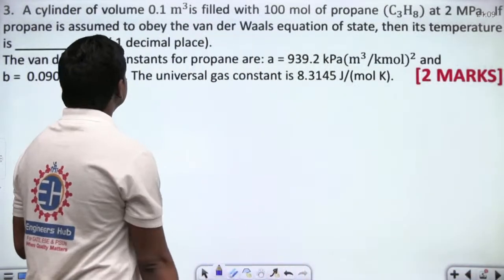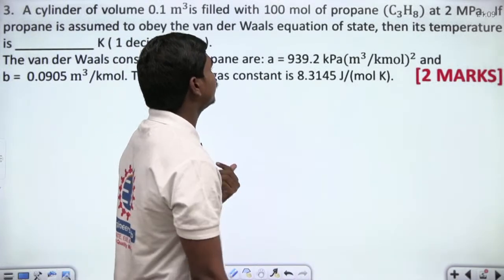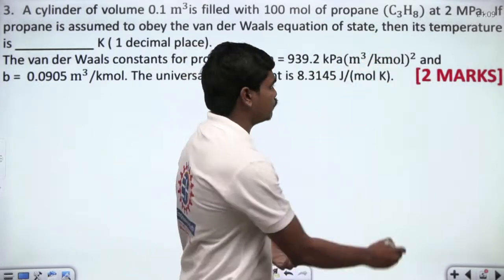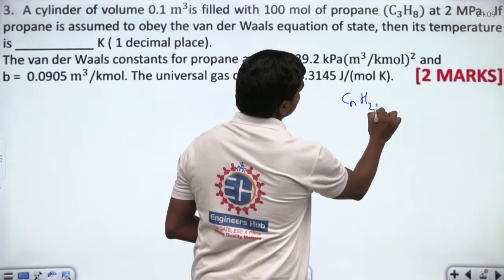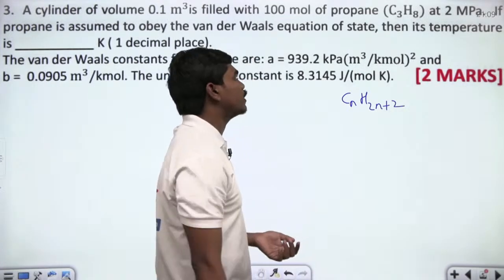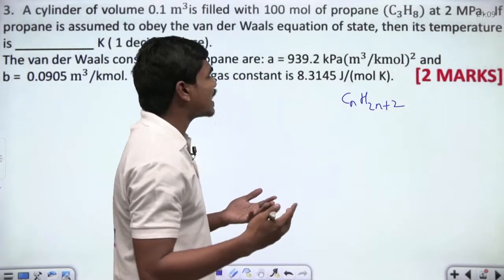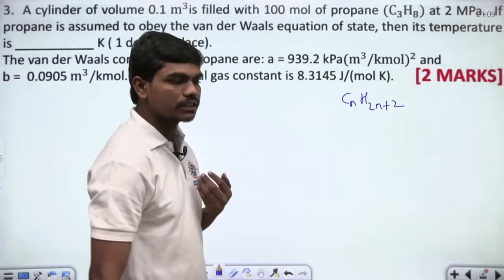Here we have a cylinder of volume 0.1 meter cube filled with 100 moles of propane, whose chemical formula, as you know, for general alkanes is CnH2n+2. Propane is the case when n is equal to 3, so C3H8, at 2 megapascals. If propane is assumed to obey the van der Waals equation of state, then the temperature is dash Kelvin.